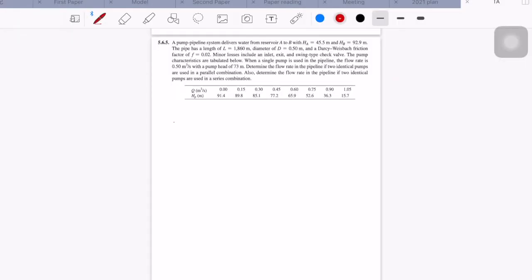For this problem, a pump pipeline system delivers water from the reservoir A to B with HA equals 45.5 meter and HB equals 92.9 meter. And we know the length of this pipe equals 1,860 meter, and diameter of this pipe equals 0.5 meter. And the Darcy Weisbach friction factor F equals 0.02. And the minor losses include an inlet, exit, and the swing type check valve.